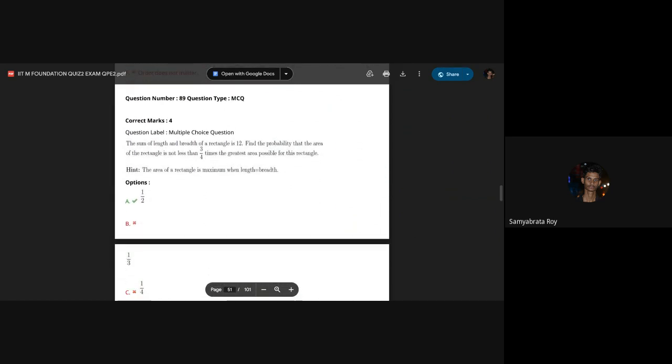Okay. Let us do this. The sum of length and breadth of a rectangle is 12. So x and y. So we know x plus y is 12. Find the probability that the area of the rectangle is not less than 3/4 times the greatest area possible.